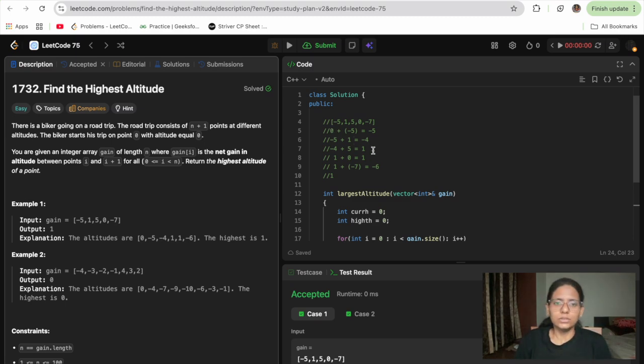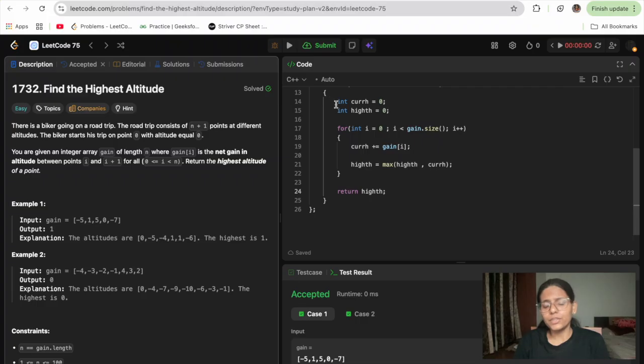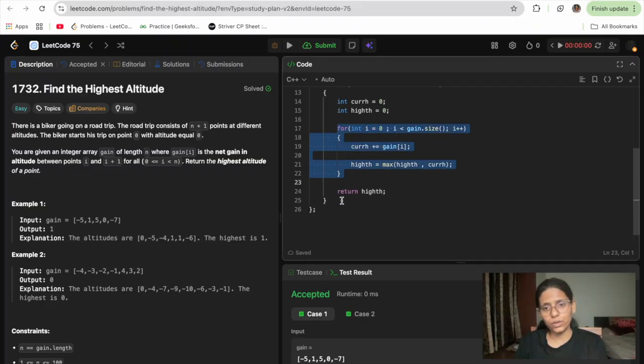Let's see the time complexity of our solution. The time complexity is big O of n, because we are using just one for loop here. And the space complexity is big O of 1, because we just use two variables, and that is constant. So time complexity big O of n, and space complexity is constant only.